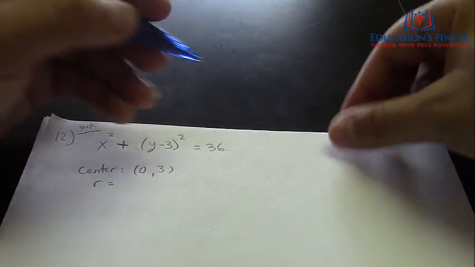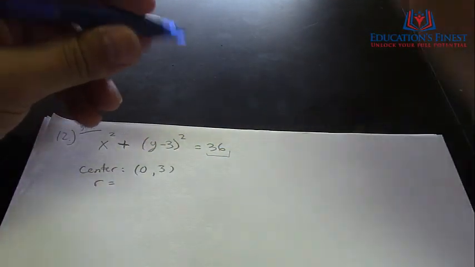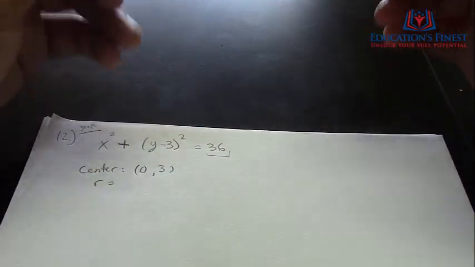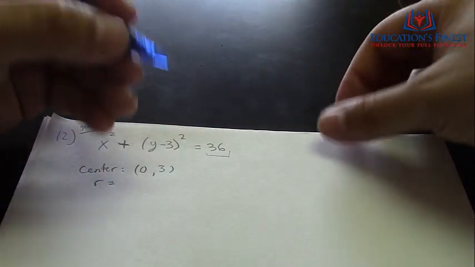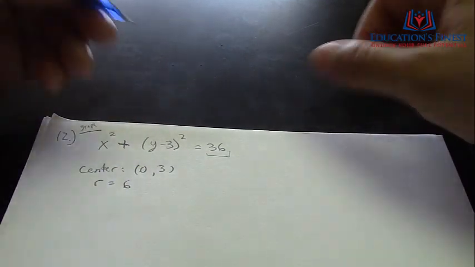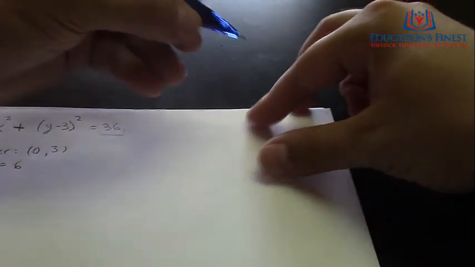Your radius, you always look at this guy here, this 36. And you're basically going to ask yourself, what squared gives you 36? Well, 6 squared would give you 36, so your radius is 6. And that's all you need. Now you just do the fun part. You just graph it.